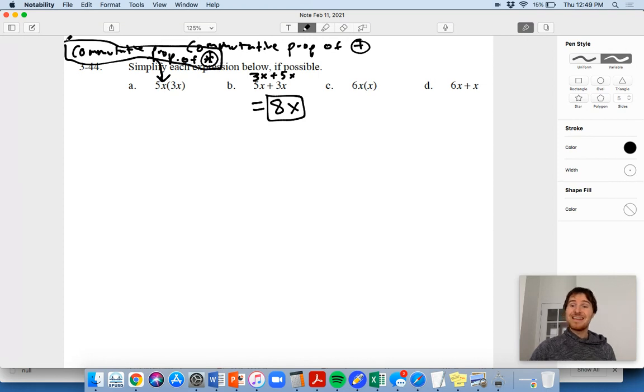9 times 6 is 54, and 6 times 9 is 54. Got those multiplication tables. What else do we have here? Well, 3 times 7 is 21, and 7 times 3 is 21 as well.